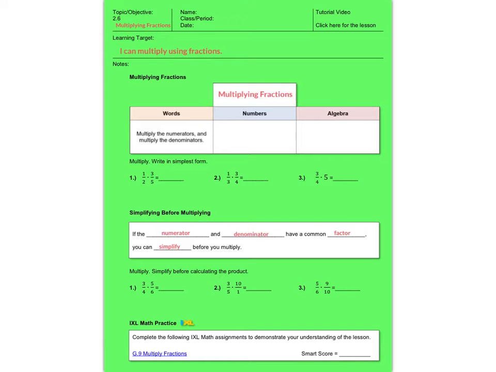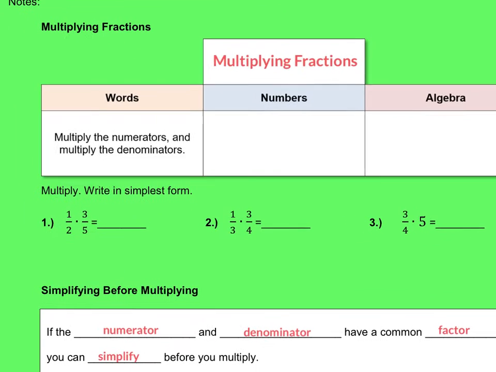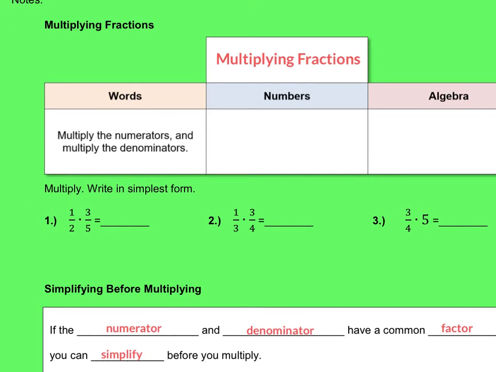Okay, I'm going to talk about lesson 2.6, which is on multiplying fractions. It's pretty basic, and we're just going to multiply using fractions. So here's how you do it. For multiplying fractions, you simply just multiply the numerators and then multiply the denominators.